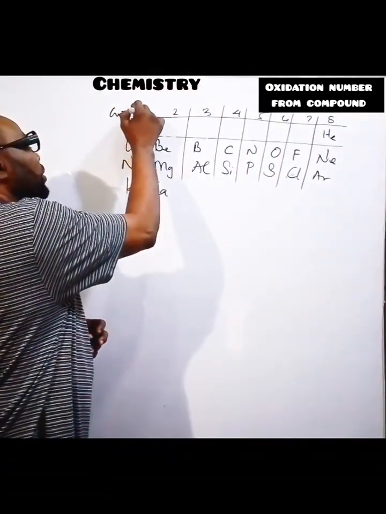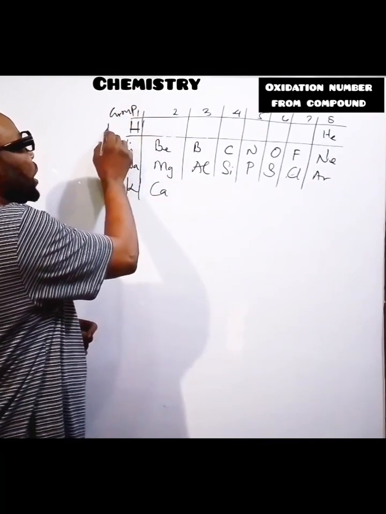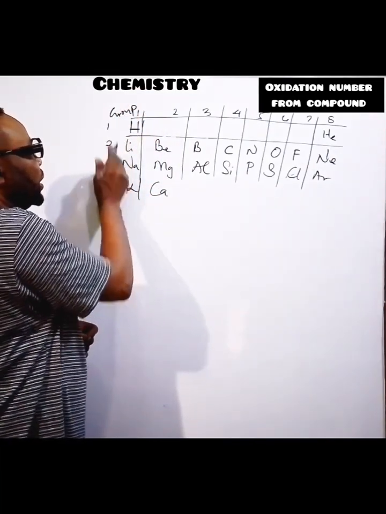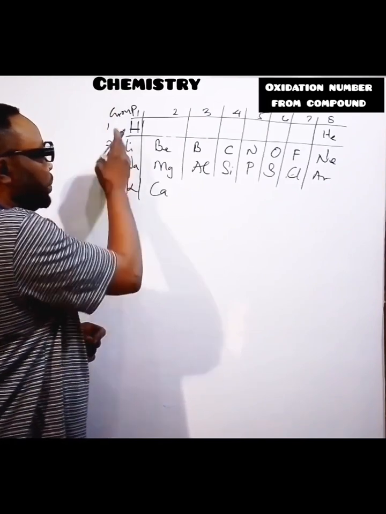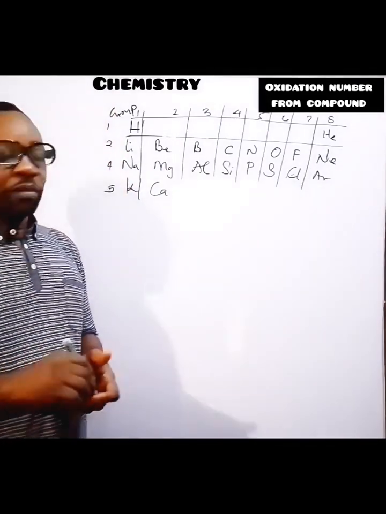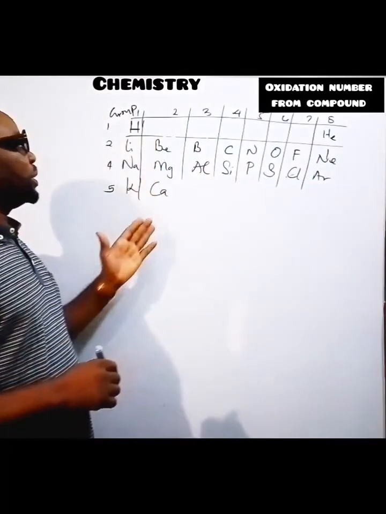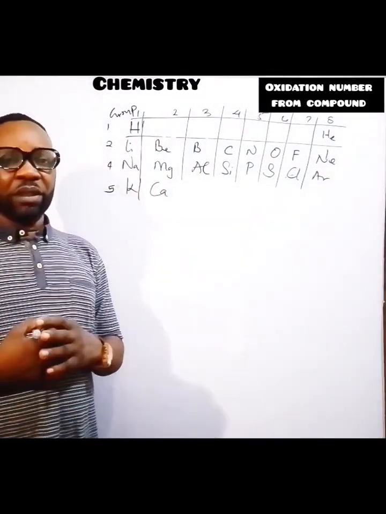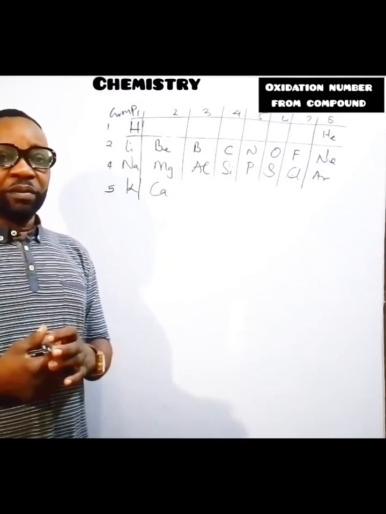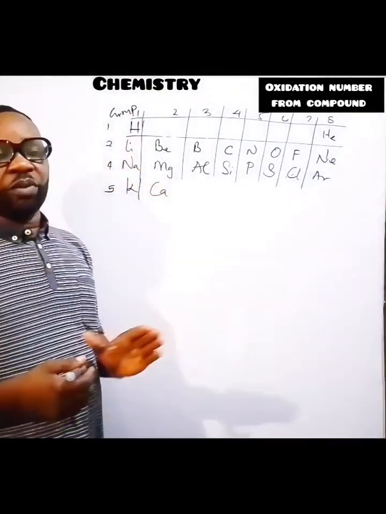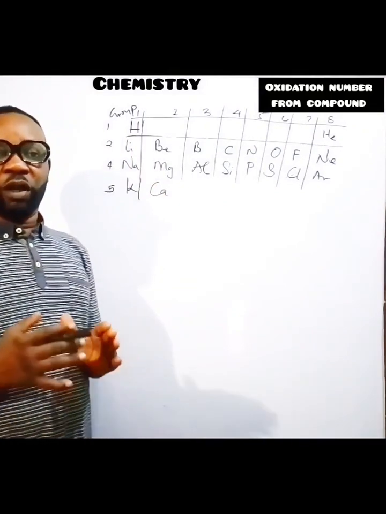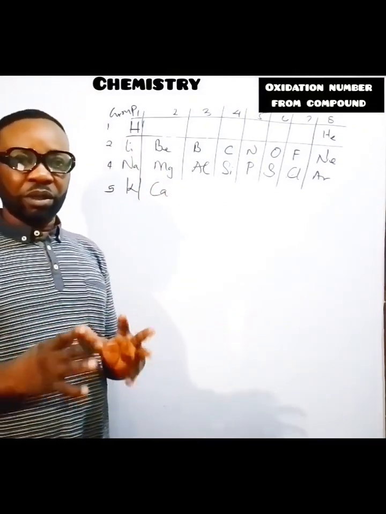These are the groups, and the periods are found on this vertical line like this. The period goes in this order. The group goes like this, the period goes like this. And one important thing about the group is this: all the elements found in each group always have the same number of electrons in their outermost shell.